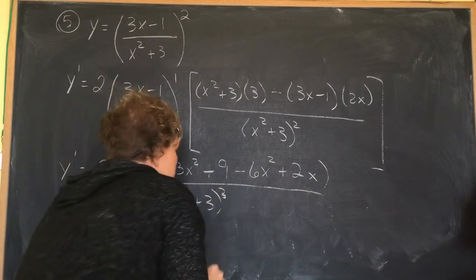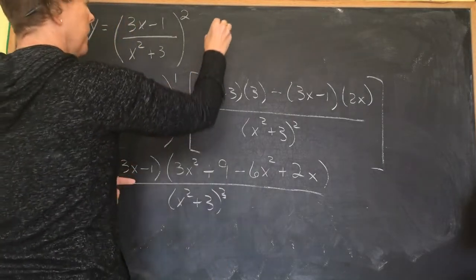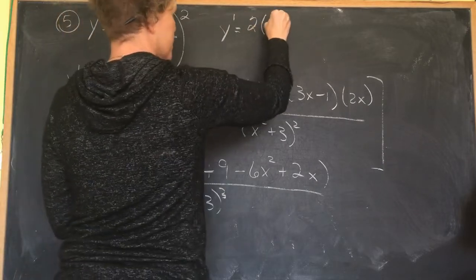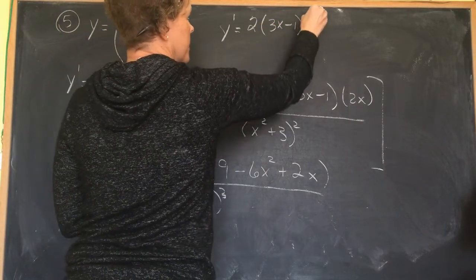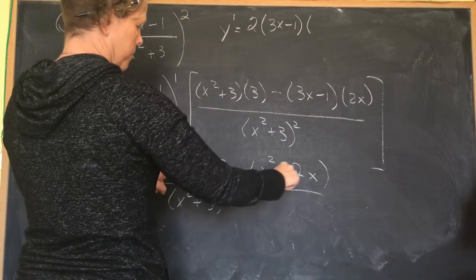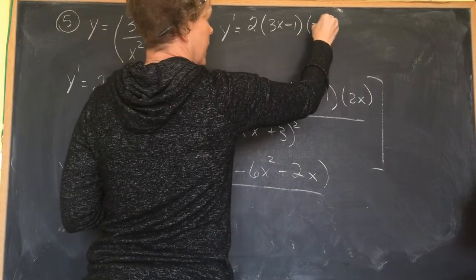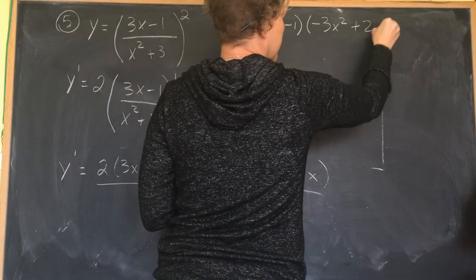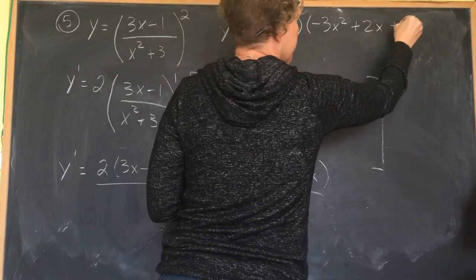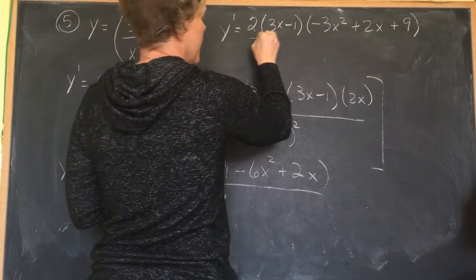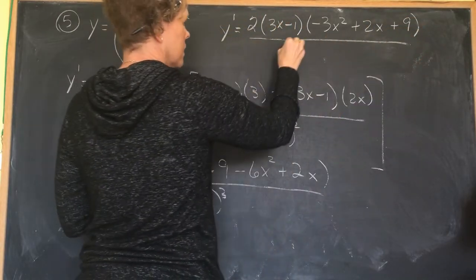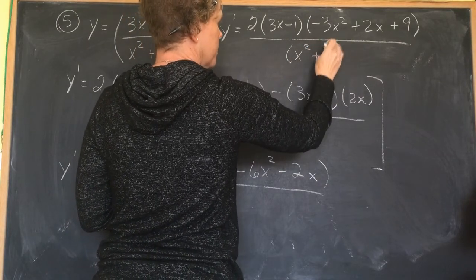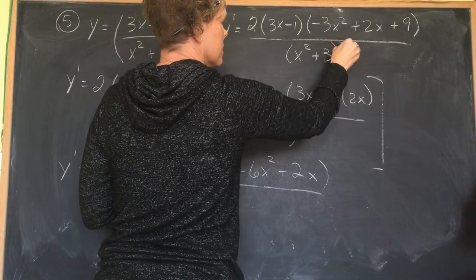So my final answer, I'm going to write it way up here at the top. My final answer is going to be 2 times 3x minus 1 times, now if I put my like terms together here, I get a negative 3x squared plus 2x plus 9. And then that is all over x squared plus 3 to the third.